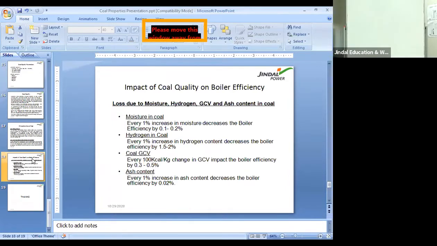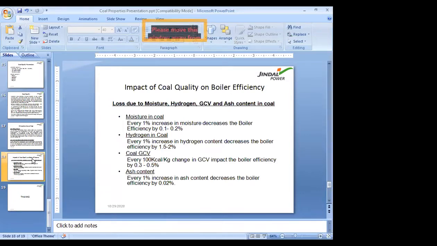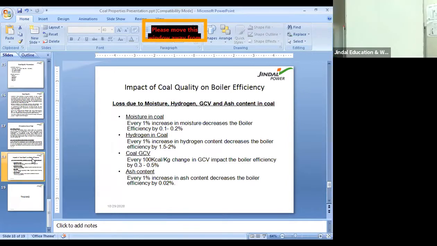Calorific value, first of all, you should know what the calorific value is. Calorific value is the amount of heat liberated when a unit amount of fuel is burned in the presence of oxygen. Let me finish. When a unit quantity of fuel is burned in the presence of oxygen, then the heat liberated by that unit amount of fuel is termed as the calorific value of that fuel. In case of coal, it is termed as gross calorific value, and it is determined by bomb calorimeter. There is a certain process of calorific value determination, and it is depicted in IS 1350.